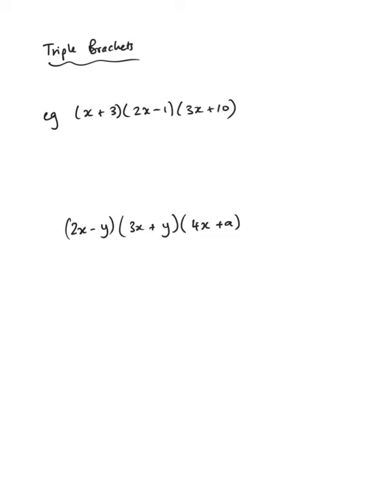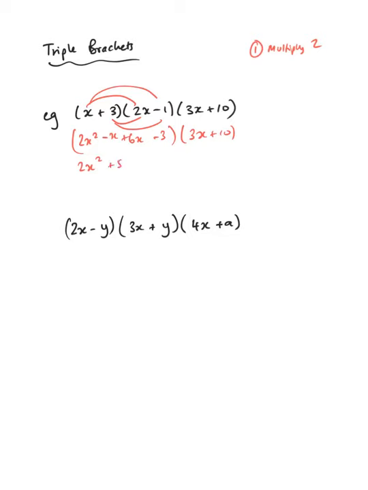Now, when we get onto triple brackets, it can get even more confusing. So the key tip that I can give you here is to first of all just multiply any two. So I'm going to multiply these first two to get 2x squared minus x plus 6x minus 3. And that's still going to be multiplied by 3x plus 10. Now I can simplify this a bit here, so 2x squared plus 5x minus 3 times 3x plus 10. And now I've just got two brackets, so I'm going to do what I was doing before, multiply everything in that first bracket by everything in the second bracket.